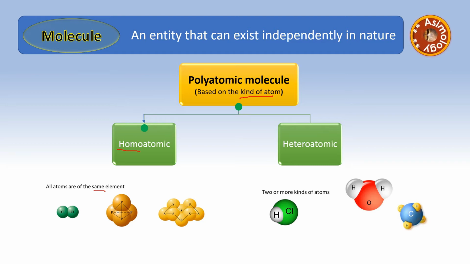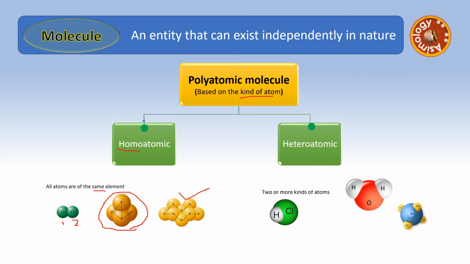Homo means same. Such molecules are composed of atoms of the same element. For example, a chlorine molecule is made up of 2 chlorine atoms. The most important elemental form of phosphorus in terms of applications is white phosphorus. It consists of tetrahedral P4 molecules, in which each atom is bound to the other 3 atoms by a single bond. Similarly, sulfur atoms form cyclic octaatomic molecules.